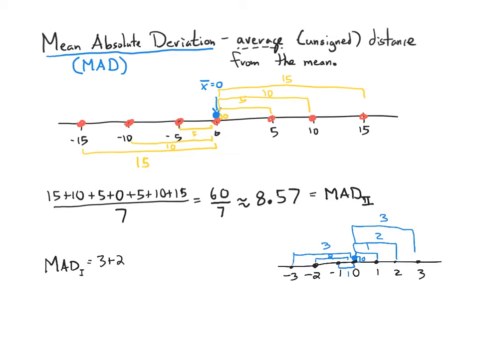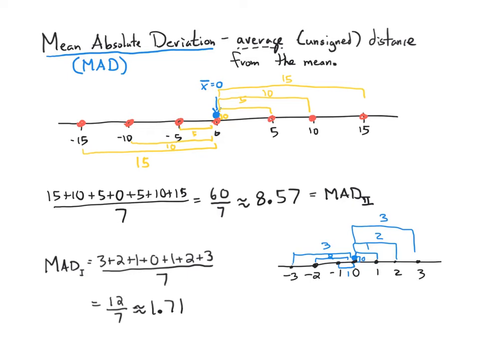So let's work out the average distance. 3 plus 2 plus 1 plus 0 plus 1 plus 2 plus 3 over 7 is 12 over 7. And if you work that out, that ends up being roughly, to 2 decimal places, 1.71. So on average, each point is 8.57 units away from the mean in data set 2. And on average, each data point is 1.71 units away from the mean of 0 in data set 1.